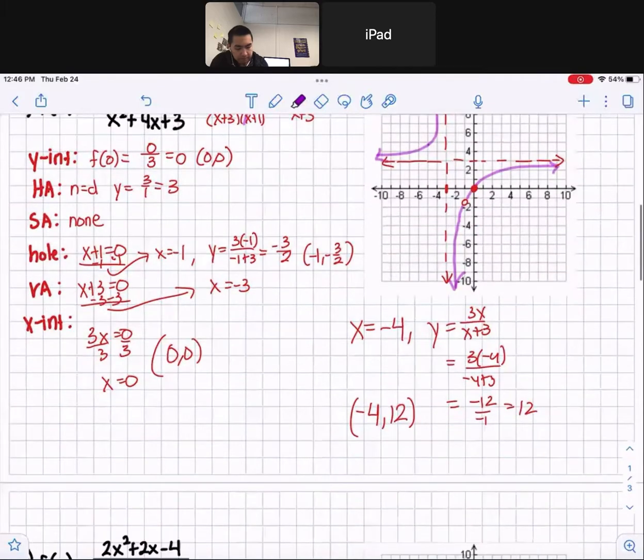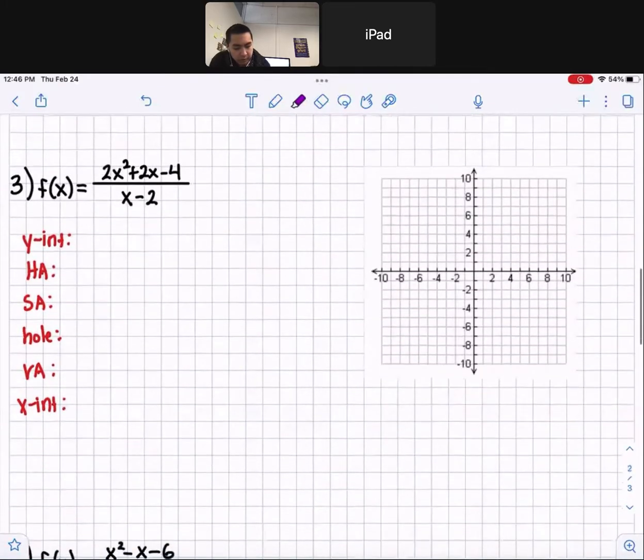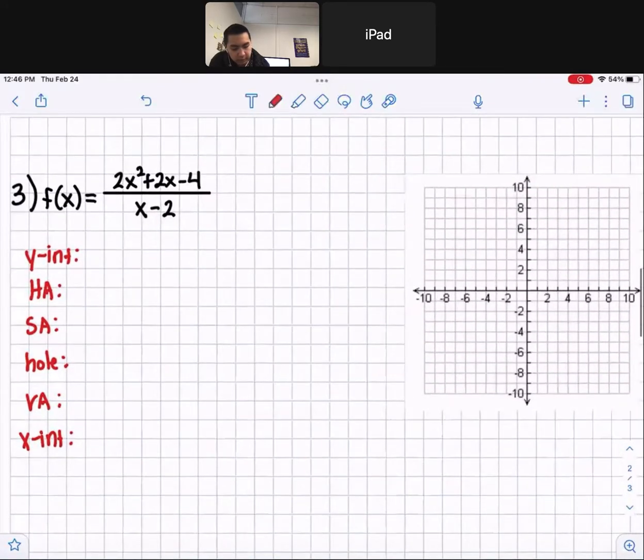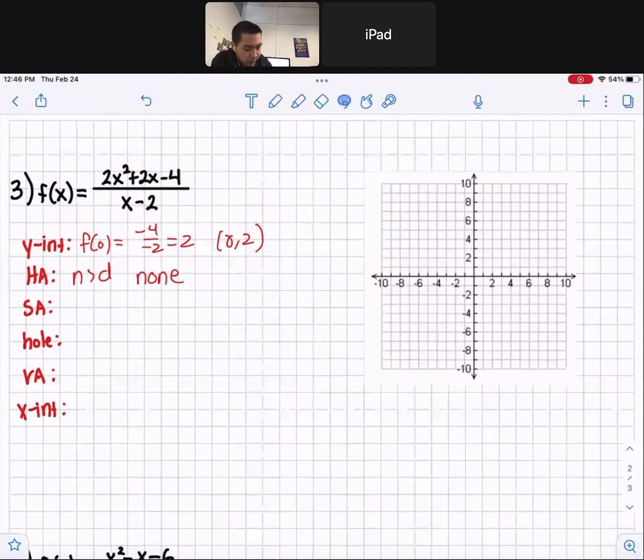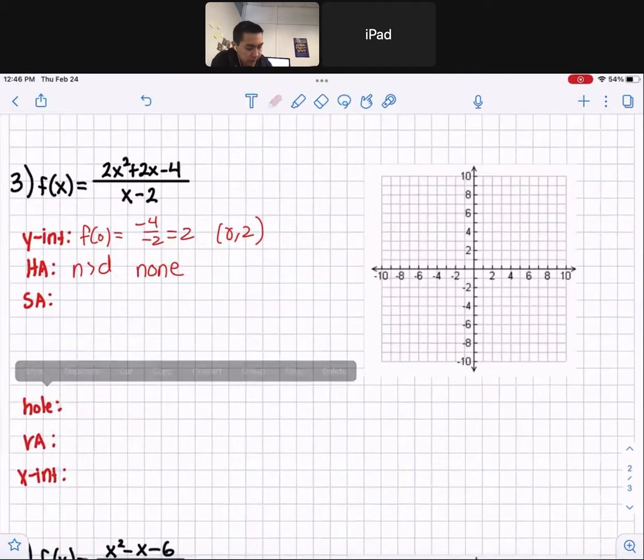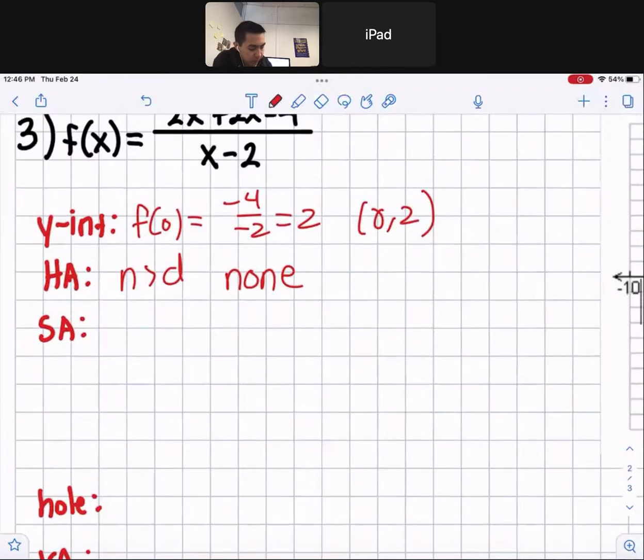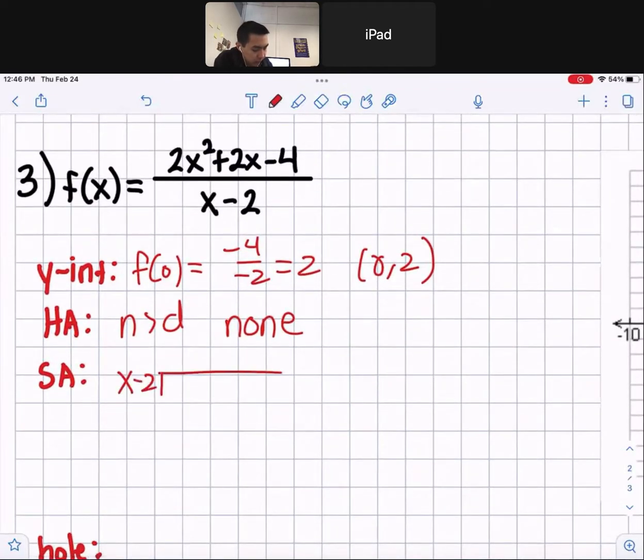Number 3. Okay, y-intercept, set x equals to 0. So f of 0 equals pretty much -4 over -2, which is 2. So 0 comma 2. Horizontal asymptote. Now, the numerator is greater than the denominator, so the horizontal asymptote is none. But this leaves the door open to find a slant, right? And the degree up top is 1 degree higher than the bottom, so we are going to graph this.